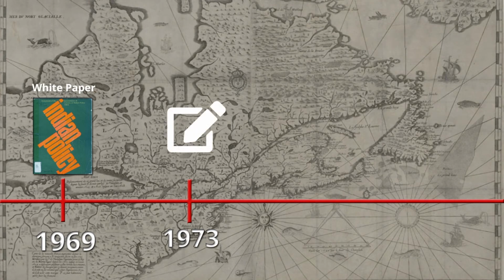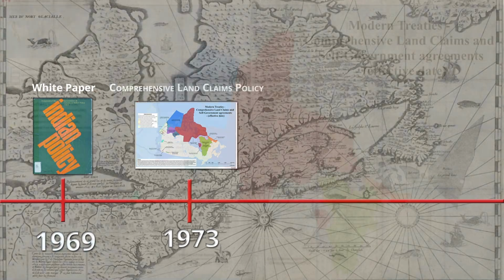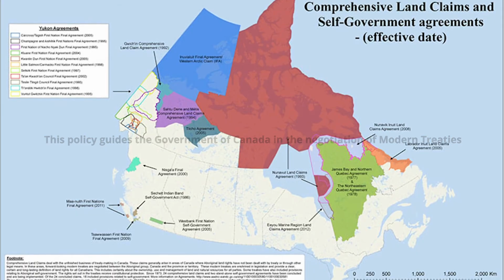This case had begun with legal action in the late 1960s by members of the Nisga'a Nation to prove their Aboriginal title had never been lawfully extinguished. After the initial action was dismissed at trial, an appeal was made to the Supreme Court of Canada. While they did not win the appeal, the Supreme Court acknowledged the existence of Aboriginal title, an important step that led to Canada beginning to address land claims. Later in 1973, the Comprehensive Land Claims Policy was introduced. This policy guides the Government of Canada in the negotiation of modern treaties.